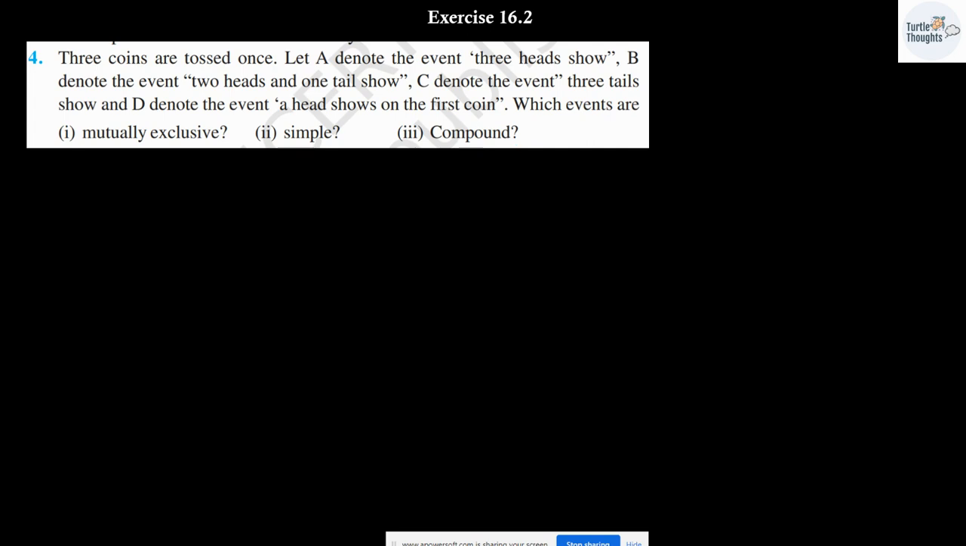So, first let me start by writing the sample space of the coins. The size of the sample space is given by the formula 2 raised to the power n, where n is the number of coins or the number of times it is tossed. Here it is 3, so 2 raised to the power 3, which is 8. What are the sample spaces? The sample spaces are head, head, head.